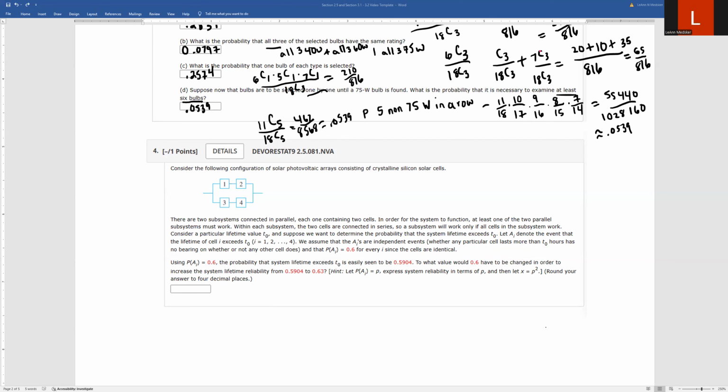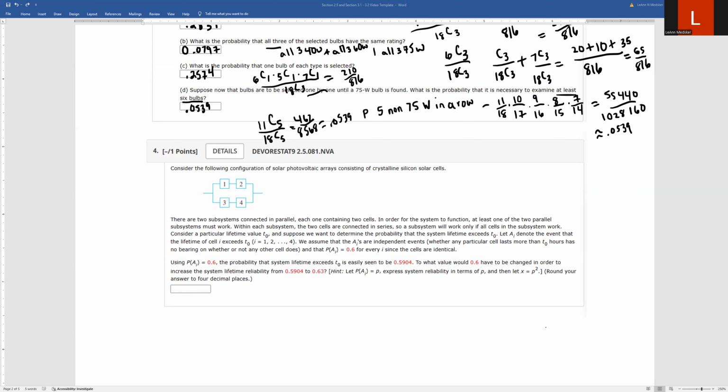So it says there are two subsystems connected in parallel, each one containing two cells. In order for the system to function, at least one of the two parallel subsystems must work. So either we have to go path 1, path 2 to connect it, or we have to go path 3, path 4. Within each subsystem, the two cells are connected in series, so a subsystem will work only if all the cells in the subsystem work.